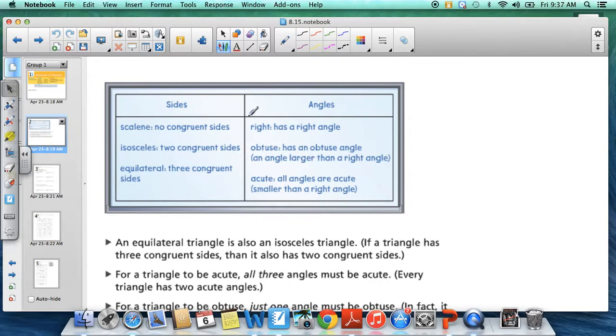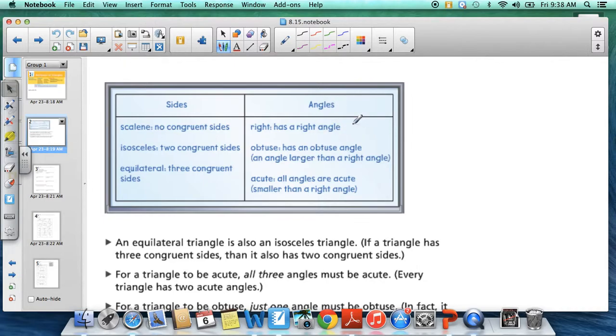This is a little chart about triangles. So, their sides. A scalene triangle has no congruent sides. So that means that there's no sides that are the exact same length, because that's what congruent means, same length. Isosceles triangles have two congruent sides. So that means that two of their sides will be the same length. Equilateral has three congruent sides. So all three sides of the triangle will be the same length.